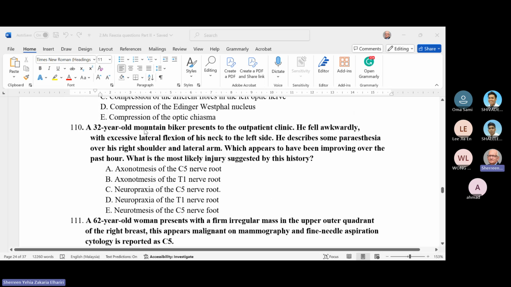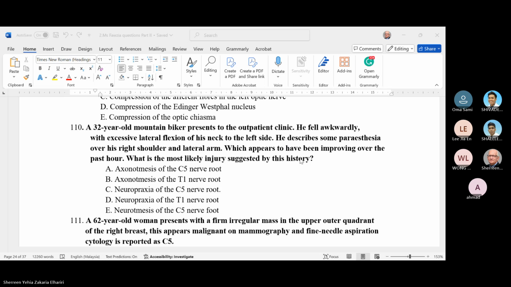A 32-year-old mountain biker presented to the outpatient clinic. He fell awkwardly, with excessive lateral flexion of his neck to the left side. He described some paresthesia over the right shoulder and the lateral arm, which appears to be improved over the past hour. What most likely injury does this suggest?